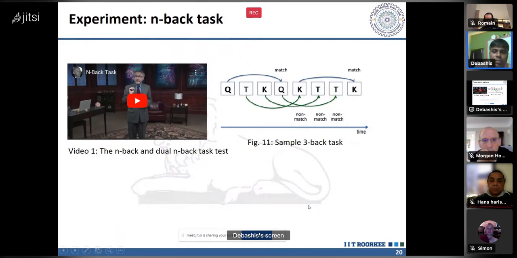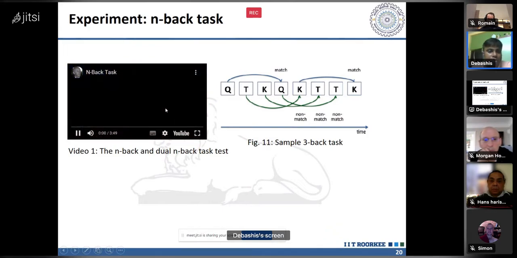This is the general makeup of the N-back task, as you can see in the video.